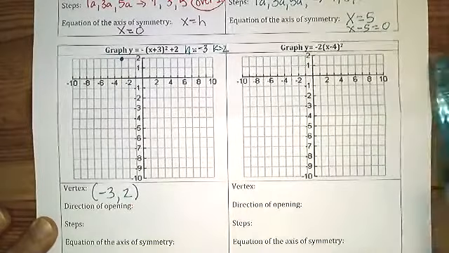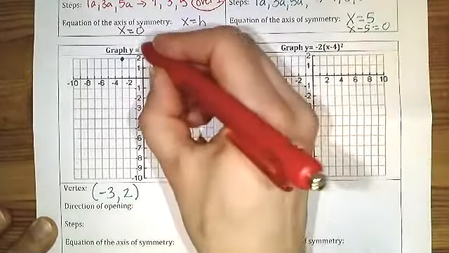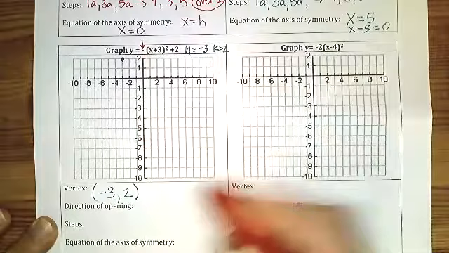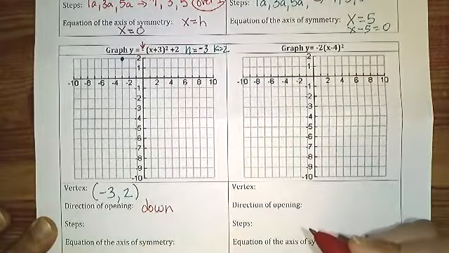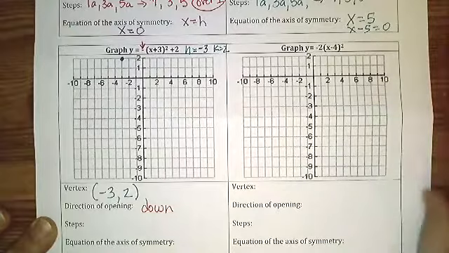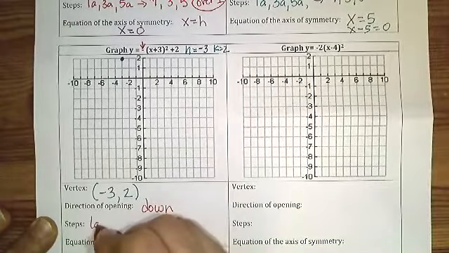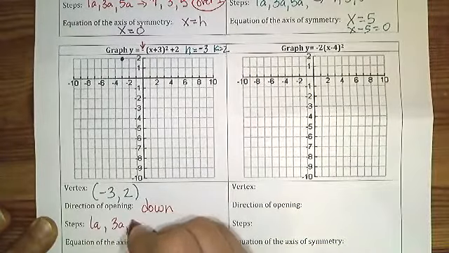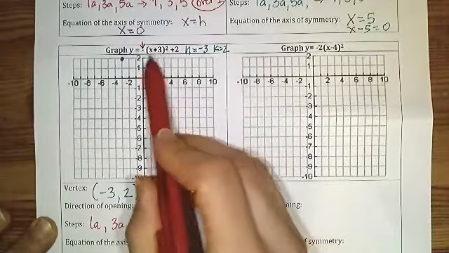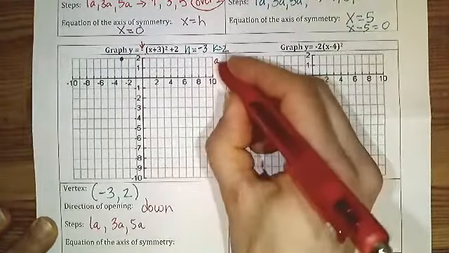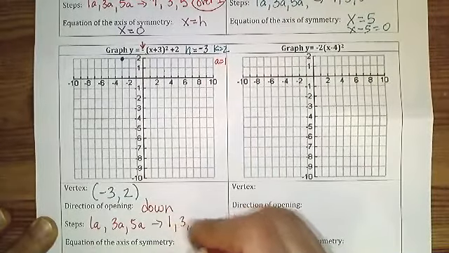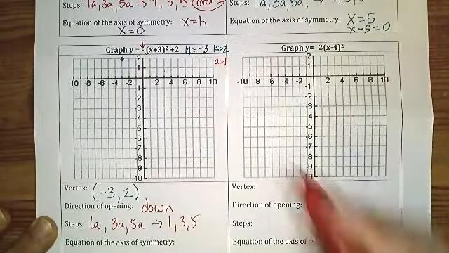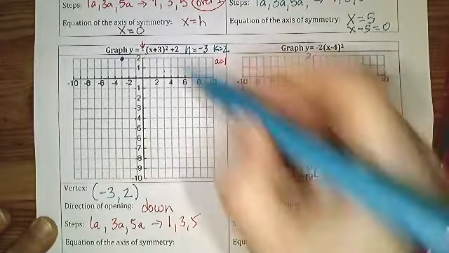The direction of opening, remember the direction of opening comes from right here. It's a negative, so this will open down. My steps, once again, it's 1a, 3a, 5a. I notice that my a value here is equal to 1, so I know my steps, once again, are 1, 3, and 5. So let's go to our vertex.